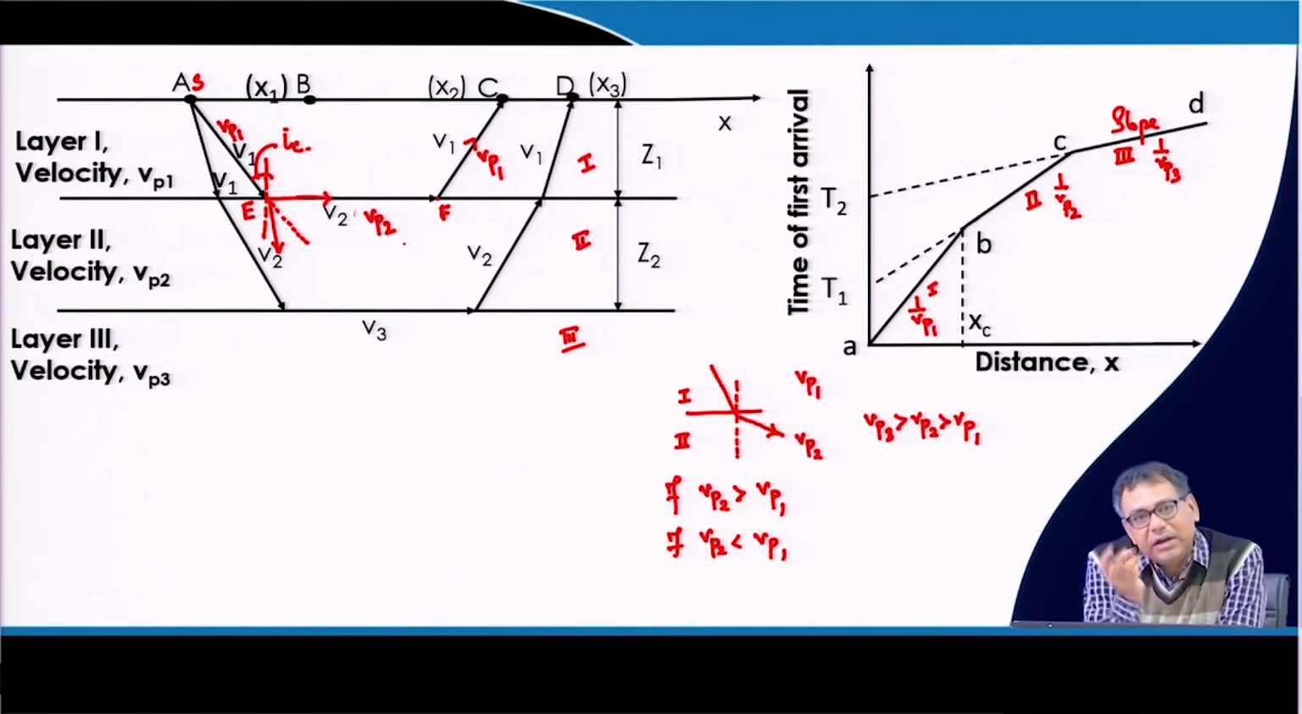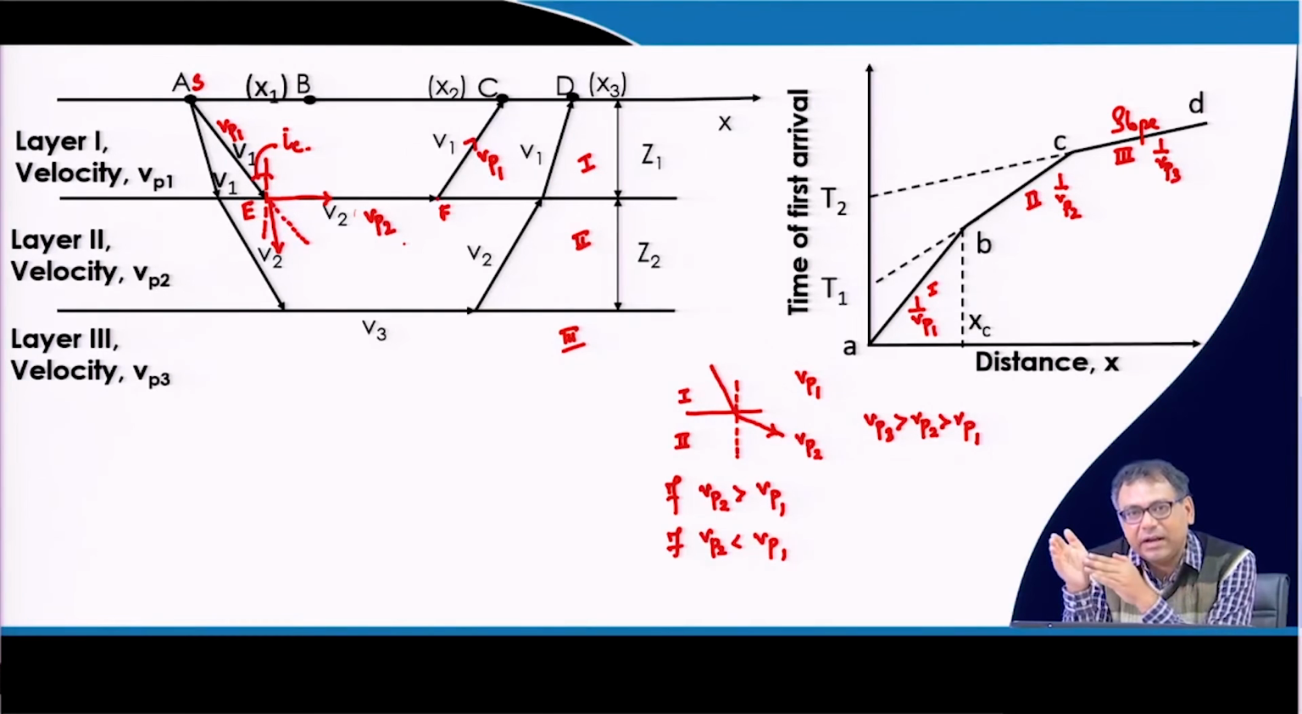So the travel time will decrease as the distance between A and C increases, because the distance the wave travels with a velocity of Vp2 will also increase. So there will be a point at which, if we keep on increasing the distance between A and C, that means the source and the geophone, initially the direct ray will reach first.